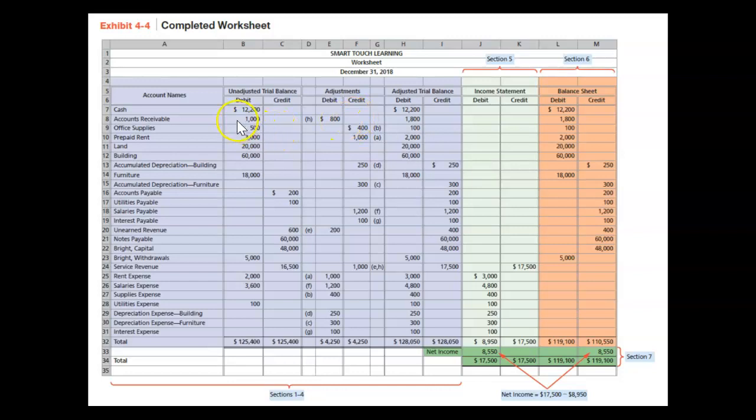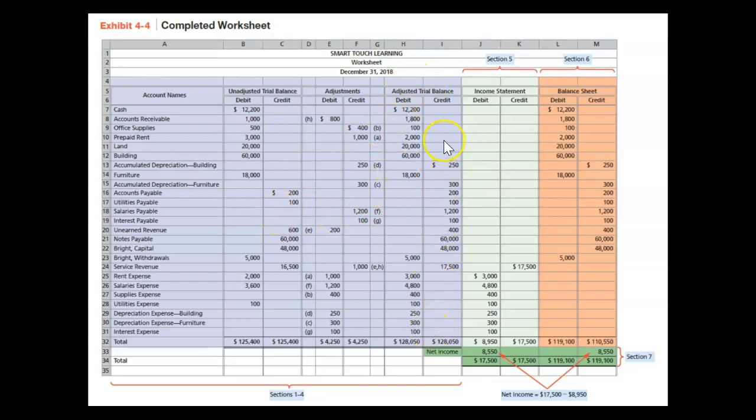For example, we had accounts receivable, had a debit balance of $1,000. We did an $800 debit adjustment. Debit and debit, that means we add. So the balance for the adjusted trial balance will be $1,800. Office supplies had a $500 debit balance. We did a $400 credit. Debit and credit, so we know we need to subtract. Its adjusted trial balance is $100 debit balance. So we did all of that last couple class periods. You know how to do that.